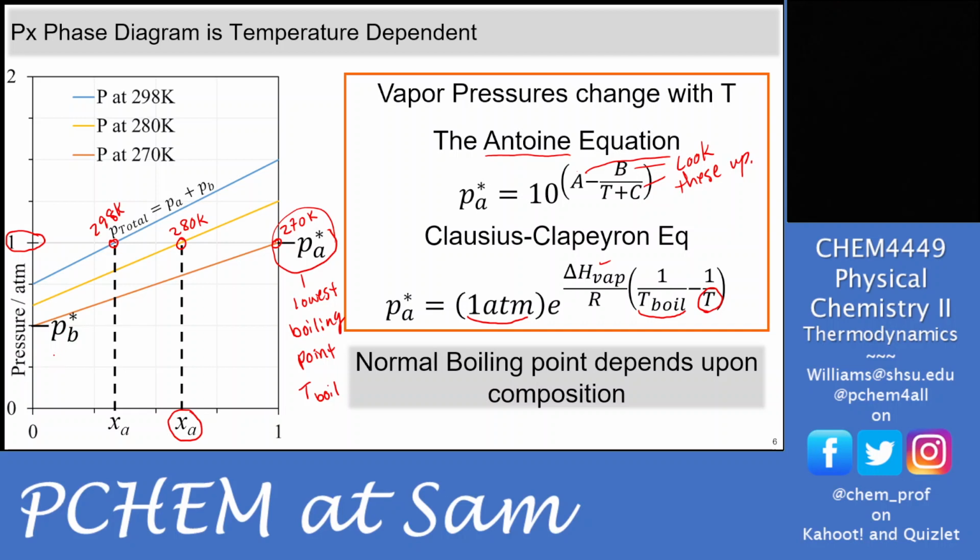So the temperature and pressure curves kind of flip upside down. If I'm thinking in temperature, but I'm looking at pressure, the highest pressure substance is going to be the lowest boiling point.